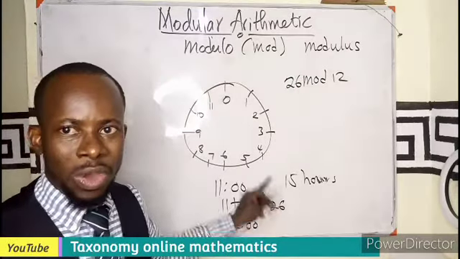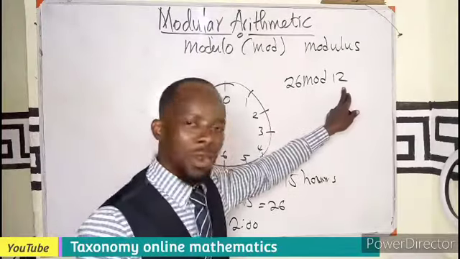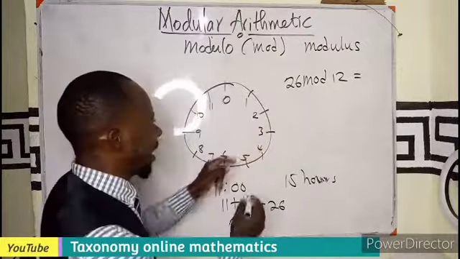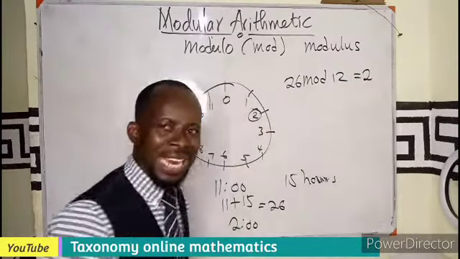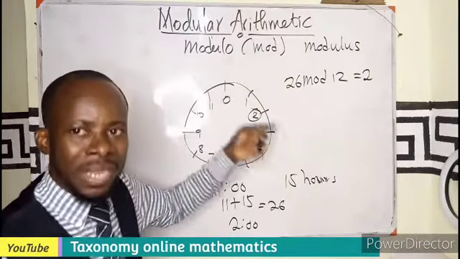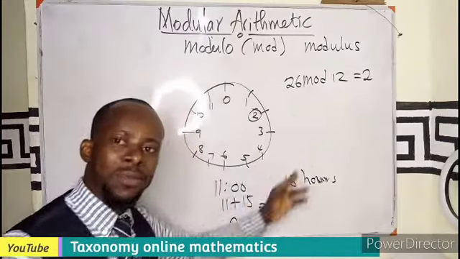So it is going to be 26 mod 12. Now, what answer did I get? I get the time to be 2. So I am interested in the answer 2. I am not interested in the number of times I am counting. You get the point? We are not interested in the number of times we are counting.